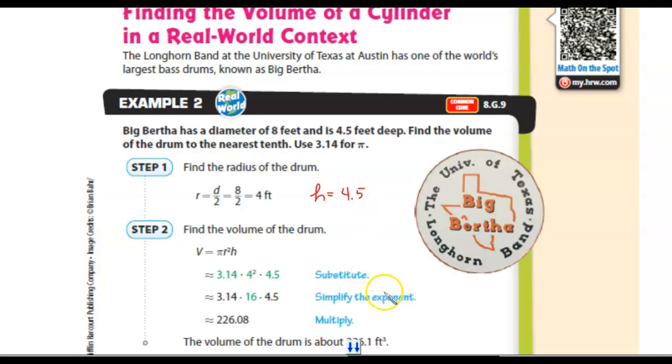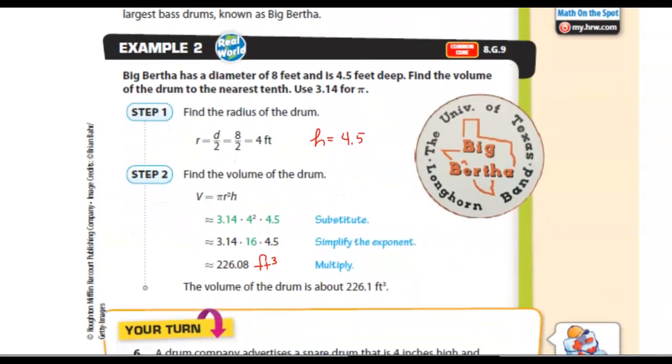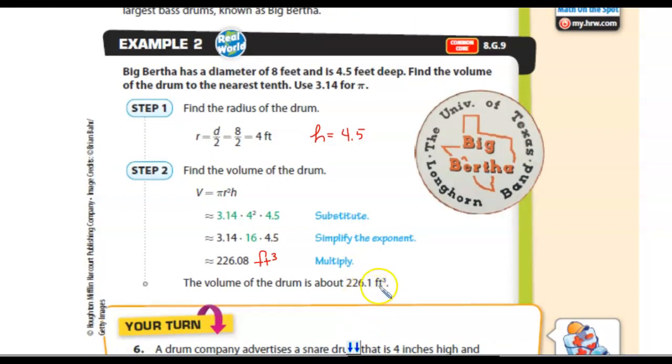So now we're going to take pi, which they want us to use 3.14, times my radius squared, and that gives me 16, and times my height of my cylinder, which is 4.5. Multiply all that together, and I get 226.08, and this was in feet, so cubic feet. We're going to round to the nearest tenth, and I get 226.1 cubic feet.